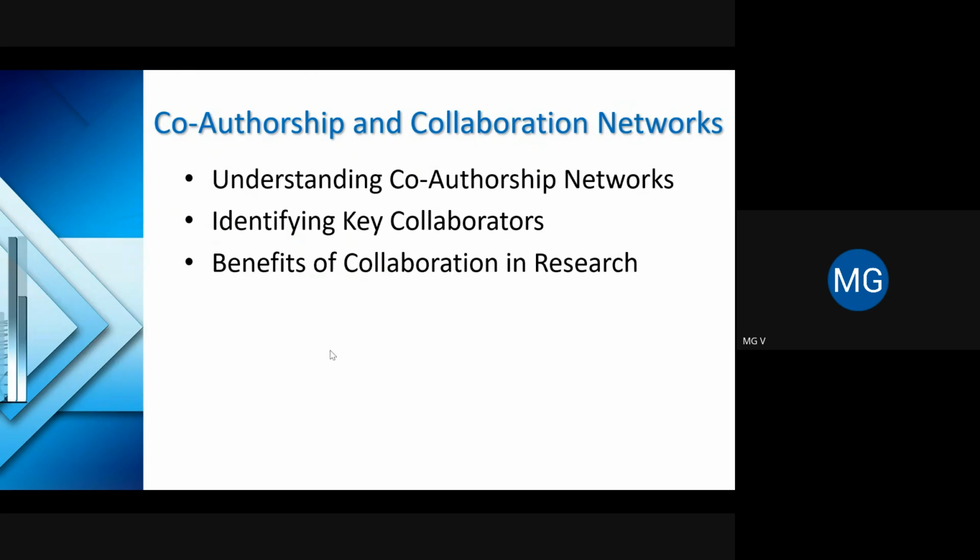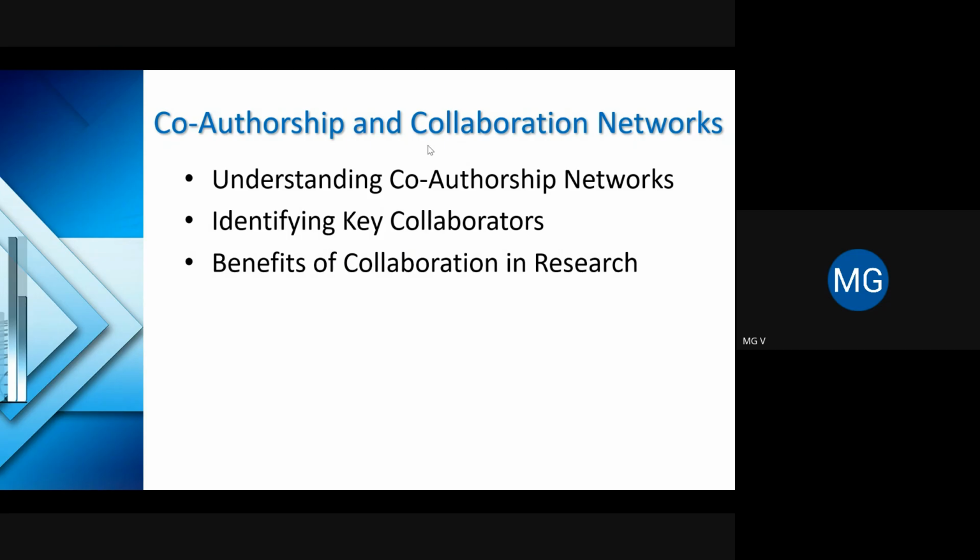Co-authorship and collaboration networks. Now, the importance of co-authorship and collaboration, we always recommend. Co-authorship networks visualize the relationships between authors, highlighting patterns of collaboration in a research field. Identifying key collaborators through these networks can reveal influential researchers and institutions, offering opportunities for partnership and knowledge exchange. Understanding these networks is crucial for positioning your research within the academic community and identifying potential collaborators.